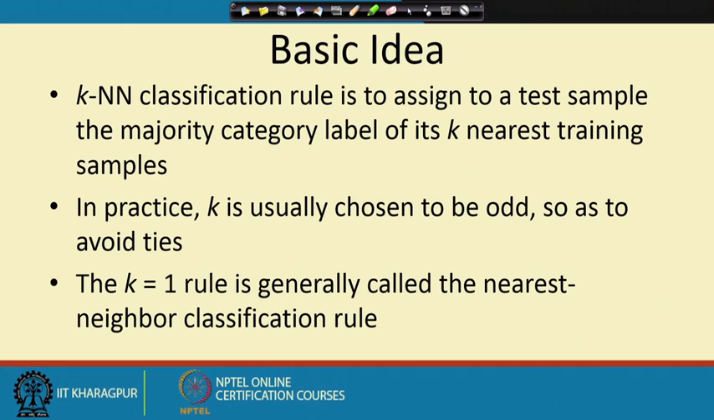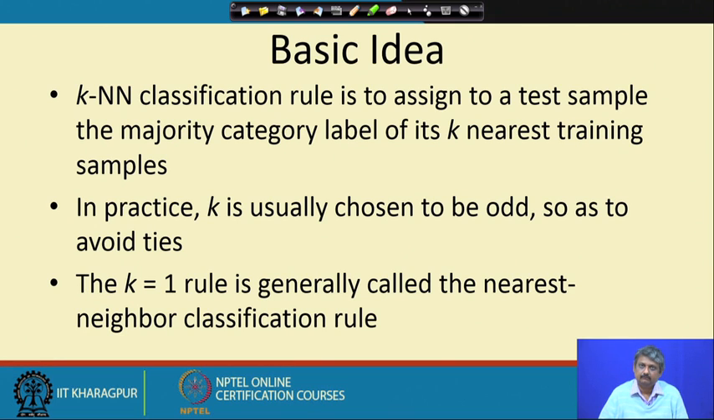We continue our discussion on the nearest neighbor rule. To summarize, what we did is the following. To a test sample, a new sample, we find its k nearest neighbor training samples. Usually k is chosen odd, and then find out the majority class, majority category among the neighbors, and put it into that class.